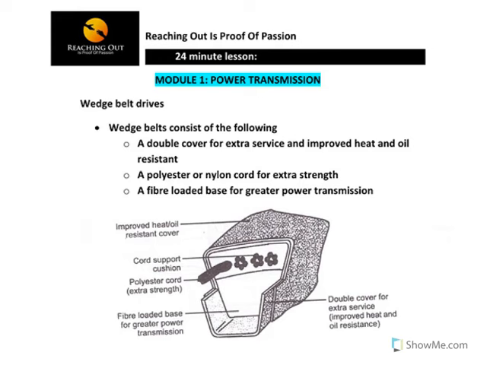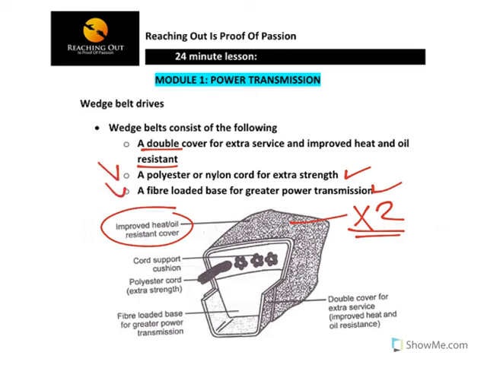The next one we're going to look at is a wedge belt. Now, a wedge belt consists of the following: a double cover for extra service and improved heat and oil resistance. In this case here, you can see that they're saying it is ×2. The cover is a double cover for extra resistance to oil and heat. Why? Because it increases the lifespan of the belt. A polyester or nylon cord for extra strength, as well as a fiber-loaded base for greater power transmission.